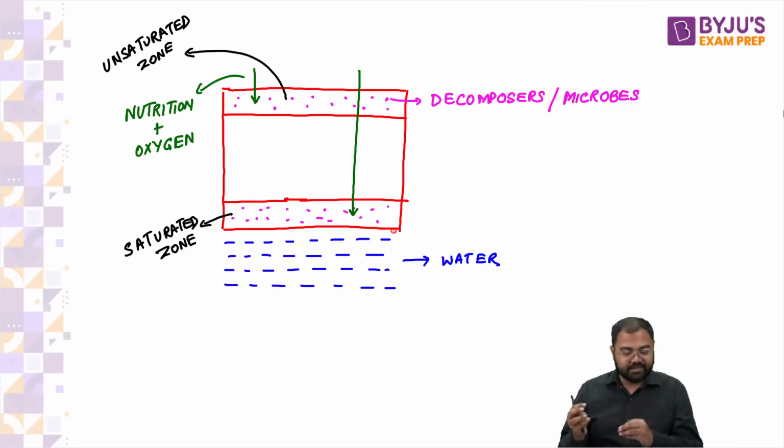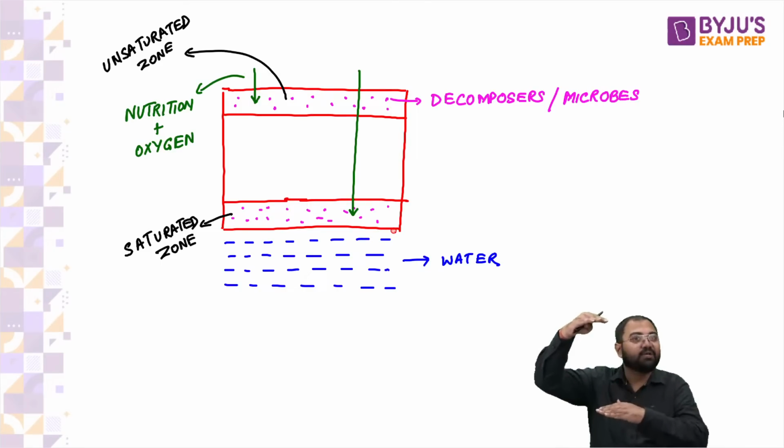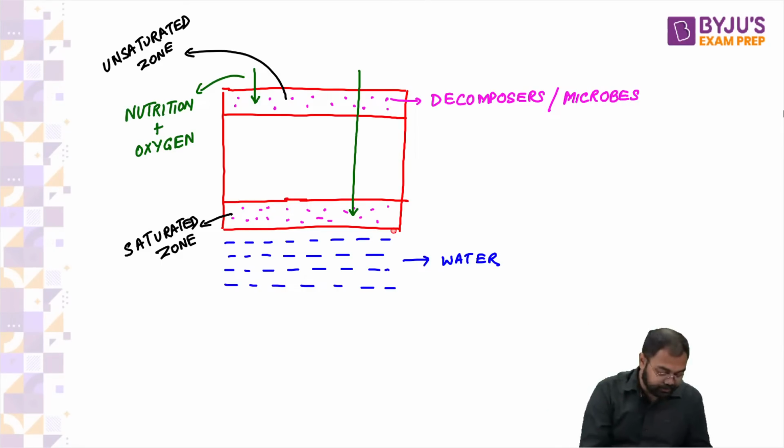So both of these methods are pretty similar methods, as you can see. The very basic difference is that one is being carried out at the top layer and one is being carried out at the bottom layer. And because of biosparging, I'll just write it here. The one that we are doing in the unsaturated zone is called bioventing.